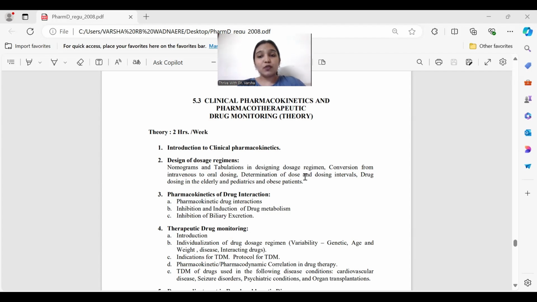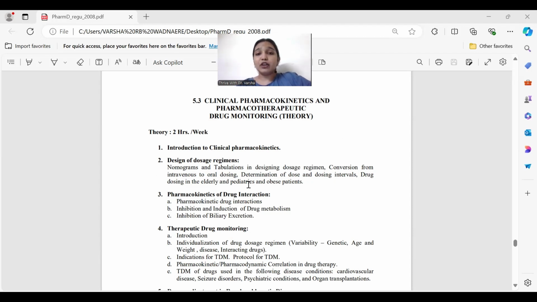Then determination of dose and dosing interval. Now if you have consumed any drug in your life, you must have seen the frequency 1-0-1. You have to consume a drug in the morning and at night, before food, after food. On what basis will you be deciding that? So you'll be learning this.